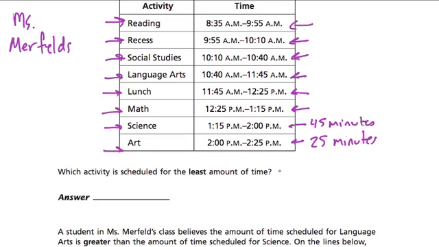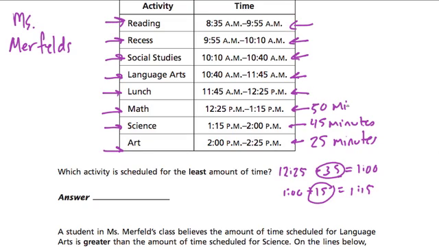To get from 12:25 to 1:15, well, if that one seems difficult to you, you could just count up or think about this. 12:25 plus 35 minutes would equal 1 p.m., right? And then 1 p.m. plus 15, that would give you 1:15 p.m. So that means math is going on for 35 minutes and 15 more. And that's 50 minutes. You could add those and check it, right?